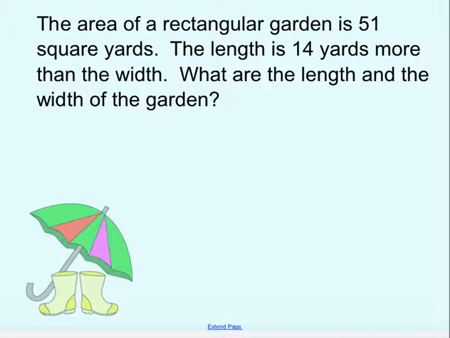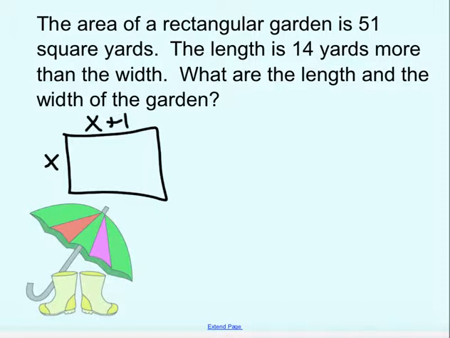So the area of a rectangular garden is 51 square yards. The length is 14 more than the width. What are the length and the width of the garden? So if I have a rectangle here, what we're saying is this garden has a width of x and a length that is 14 more than the width, so the width plus 14. And we know that the area here is 51 square yards. Okay, so we can set up an equation here in order to figure out what is x.